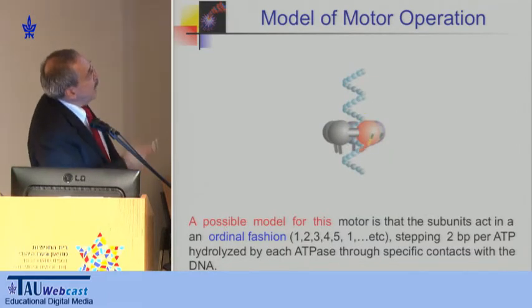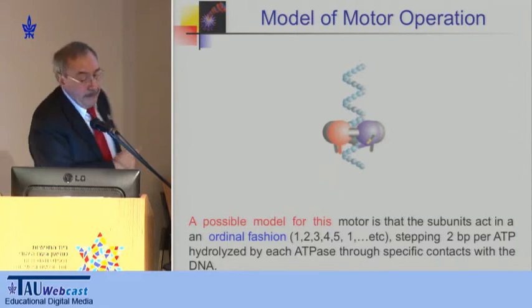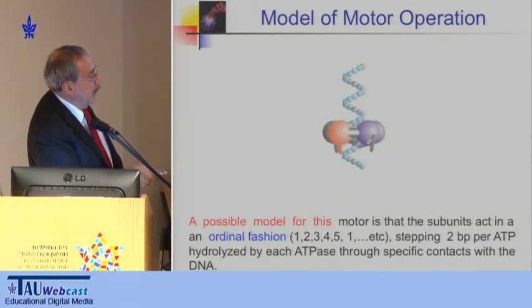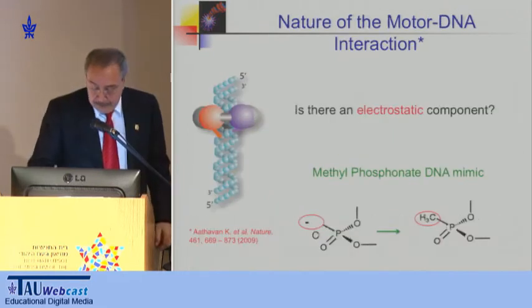Binding, hydrolysis, phosphate release, and power stroke. And we would expect that the DNA will be moved by about 2 base pairs for every ATP that is hydrolyzed. How do we know that? Well, people did actually bulk studies on this phage, and they found that on average 2 base pairs are packaged for every ATP consumed.